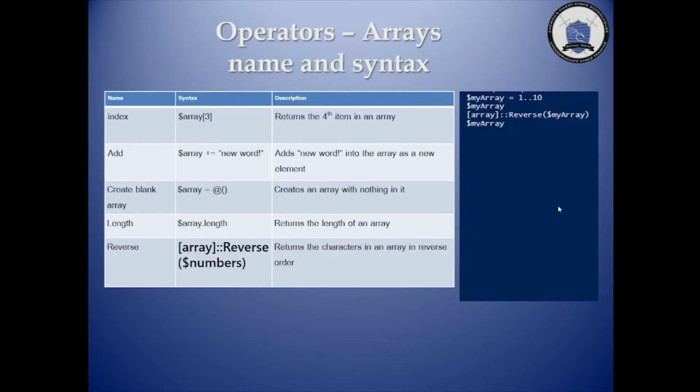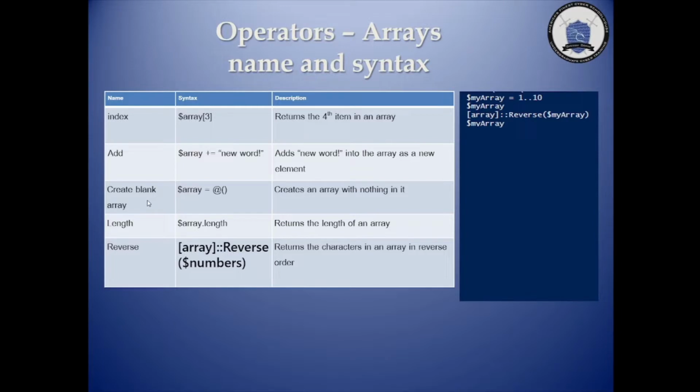Alright, so there's more array operators. We already went over the index, so now we've got add, or append is another word for this. In order to add something to the end of the array, you'd first name your array as what you've already got, and then plus equals, and then whatever you want the new word to be. So this will go at the end of it.